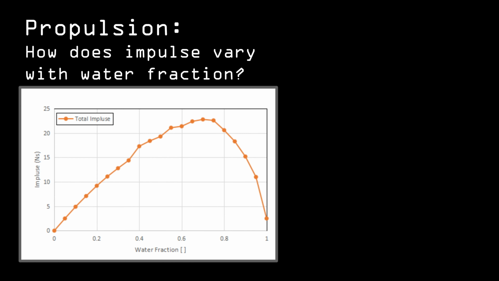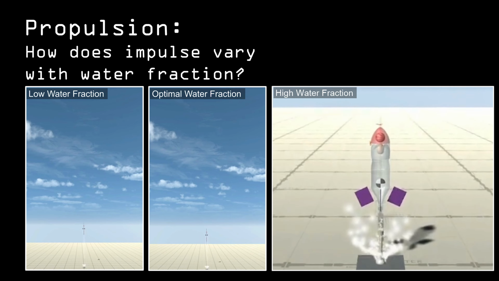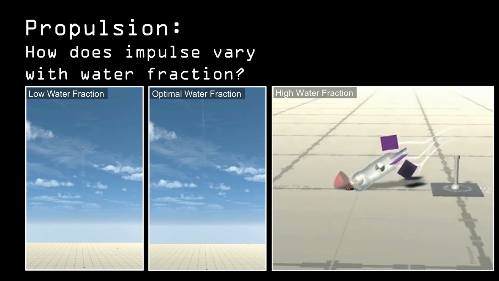Air on its own, in contrast, provides a more powerful, shorter burst of thrust that diminishes quickly. As you can see, increasing water fraction increases the impulse up to a limit where there is no longer enough air pressure to generate significant thrust.